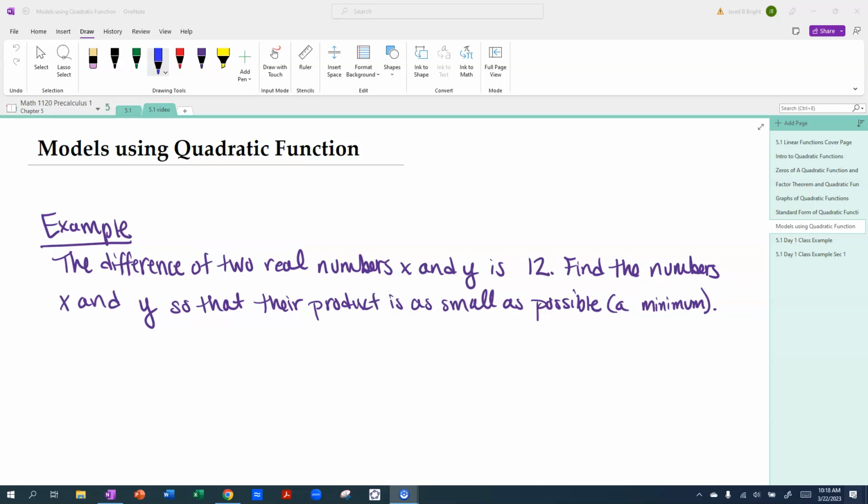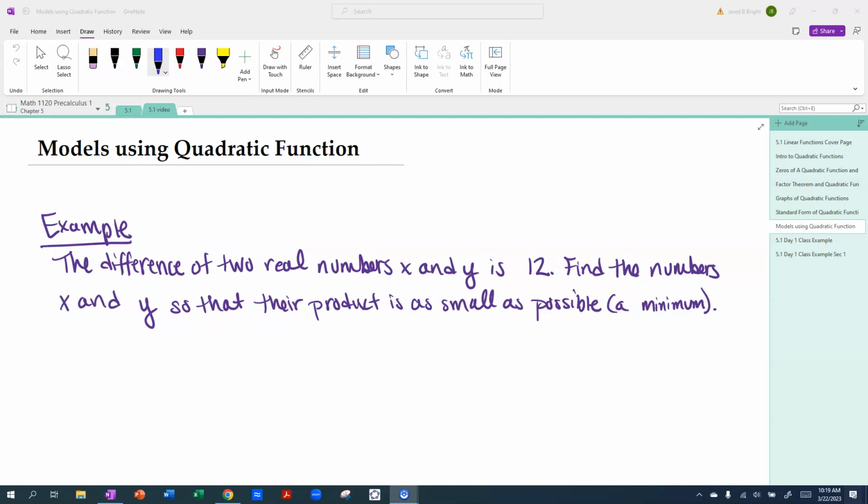So we're looking for two real numbers, call them x and y, and we know that the difference of them is 12. If you wanted to, you could try guessing and checking using integers, but they might not be whole numbers, positive or negative whole numbers.